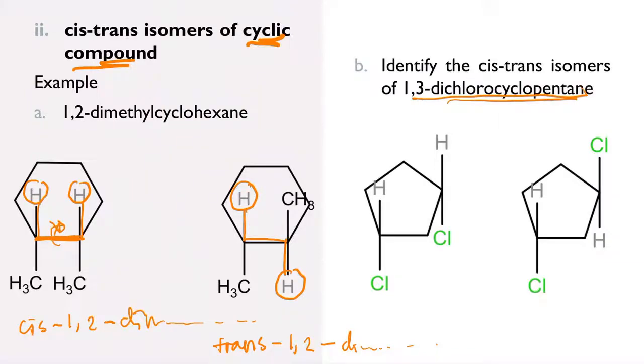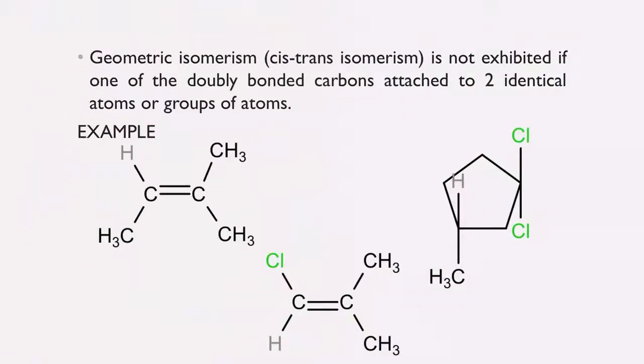1,3-dichlorocyclopentane. Okay, kalau yang ni, macam mana nak tengok? You akan tengok lah. Hydrogen and hydrogen. Are they on the same side? Yes, okay. So, this is kira cis juga. Ini pula, they are on different sides kan? Okay, boleh nampak kan? So, ini adalah trans. Okay?